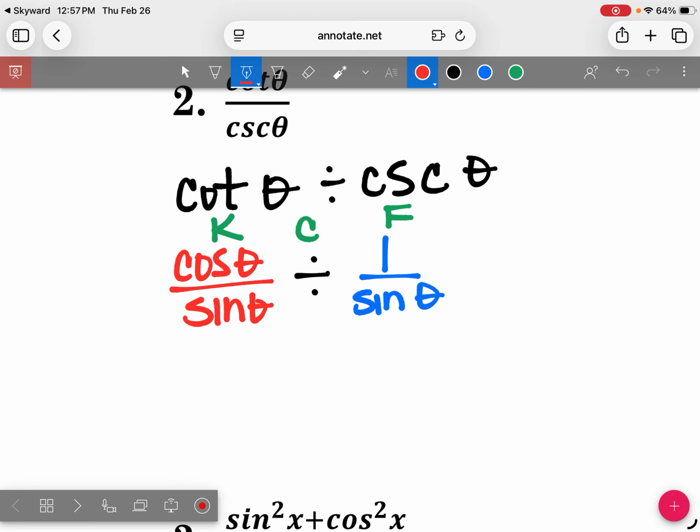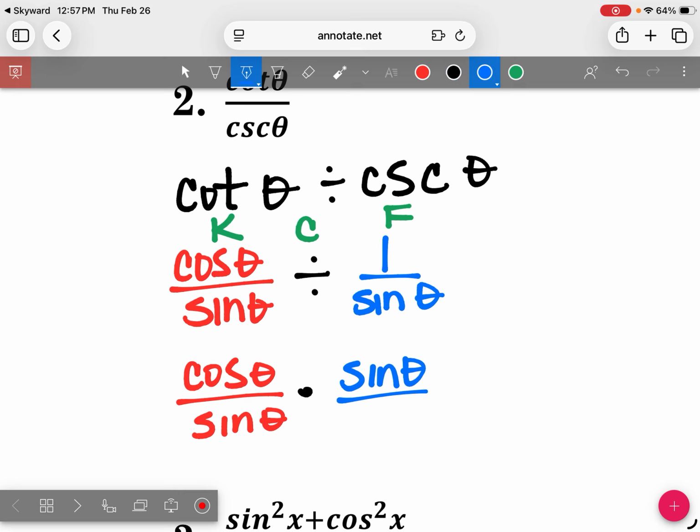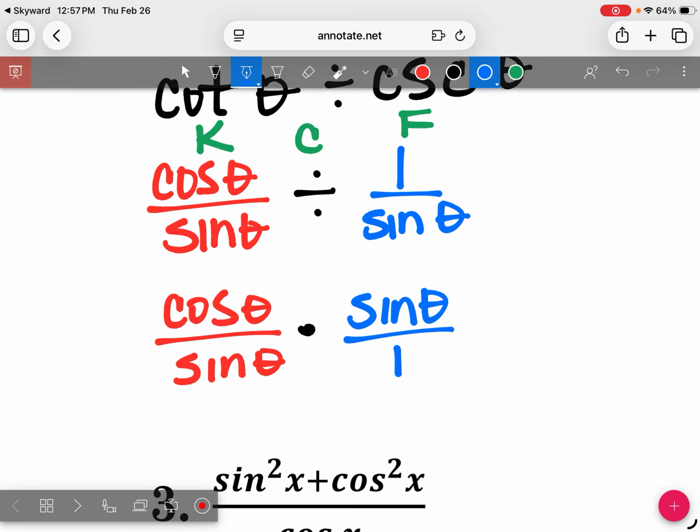So it's going to stay cosine over sine times sine over 1. And now we're getting close to where we can't do anything else, but we can do one more thing. When I'm multiplying 2 fractions and the numerator and the denominator are the same, what happens? They cancel. And what am I left with? Just cosine. Now I'm at my dead end.